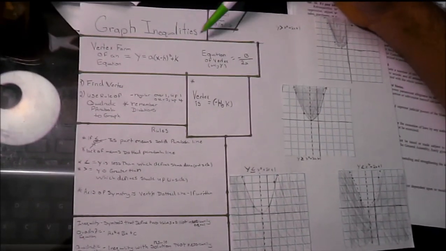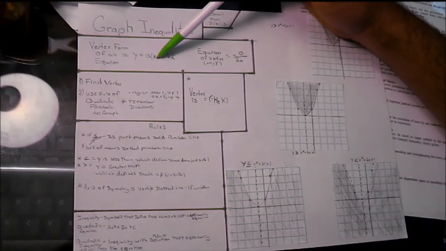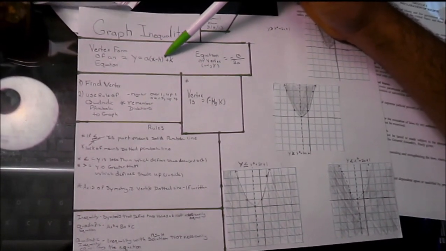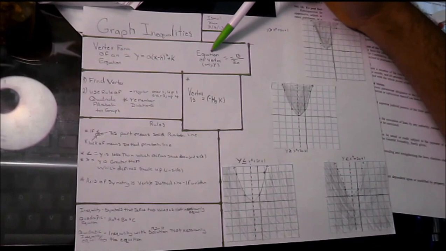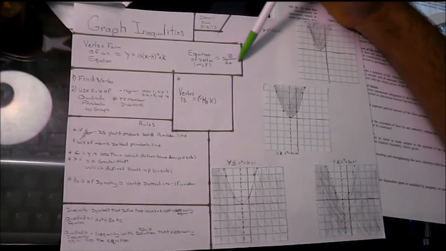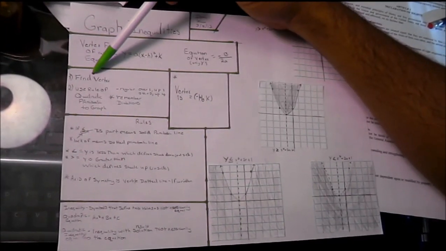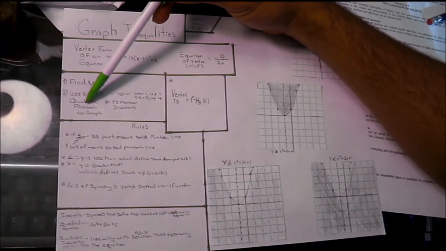Okay, graph inequalities. Vertex form of an equation: y equals a(x minus h) squared plus k. Equation of a vertex: negative b over 2a.